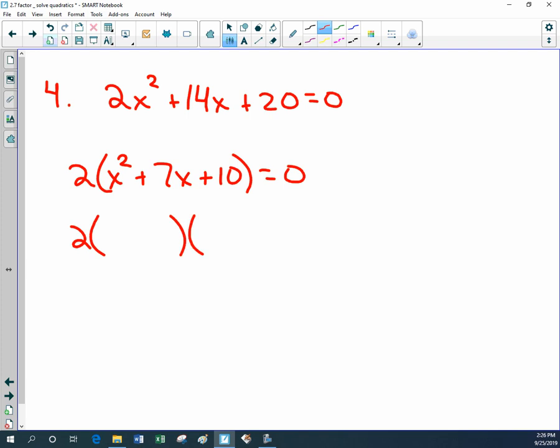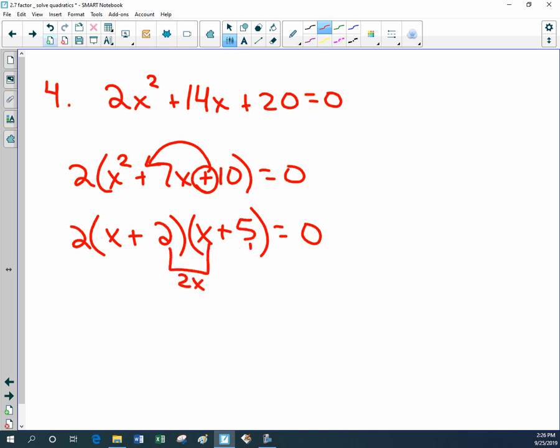Then factor what's inside the parentheses. So we would have x and x. Both signs are going to be positive. Factors of 10: 1 and 10, 2 and 5. 2 and 5 is going to be the combination that works.